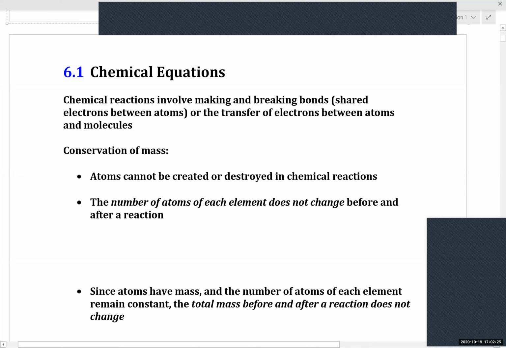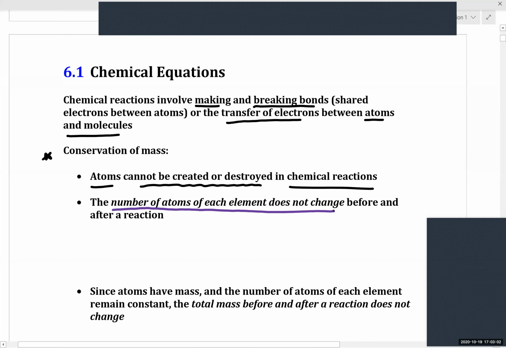So chemical reactions fundamentally involve both making and breaking bonds. Or they can involve the transfer of electrons between atoms and molecules. Now, one important law that we're going to use a lot in this chapter is the law of conservation of mass. So conservation of mass quite simply states that atoms cannot be created or destroyed in chemical reactions. A consequence of this idea, which is really important, is that the number of atoms of each element does not change before and after a reaction.